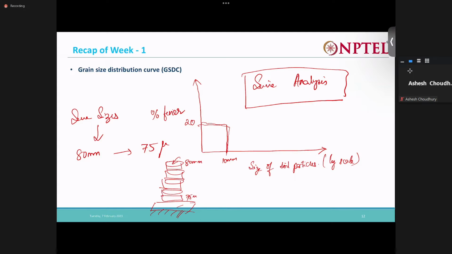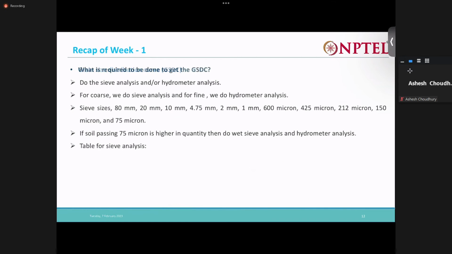There is a particular way of arranging the sieves. First we put the 80 mm, then the 20 mm sieve, then the 10 mm sieve, and then 4.75. After 4.75 we have 2 mm, 1 mm, 600 microns, 425 microns, 212 microns, 150 microns, and 75 microns. So these are the sieve sizes, and we arrange all the sieves.